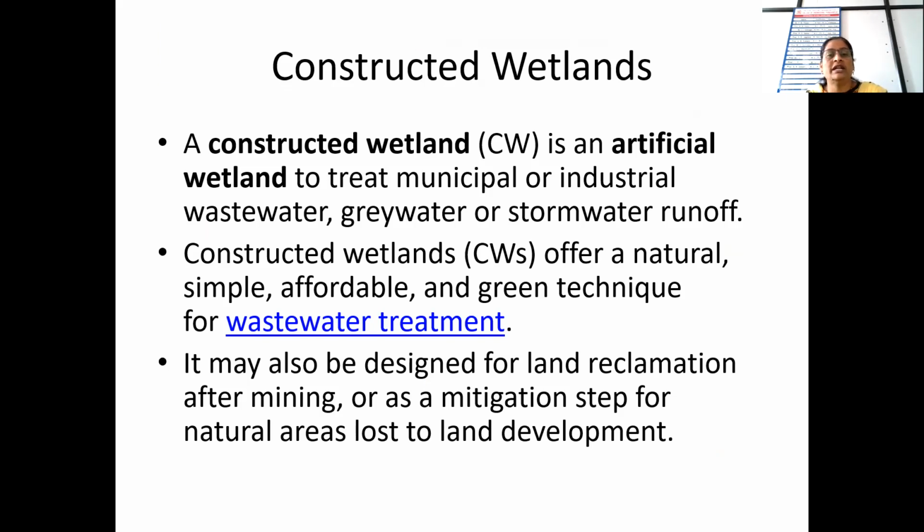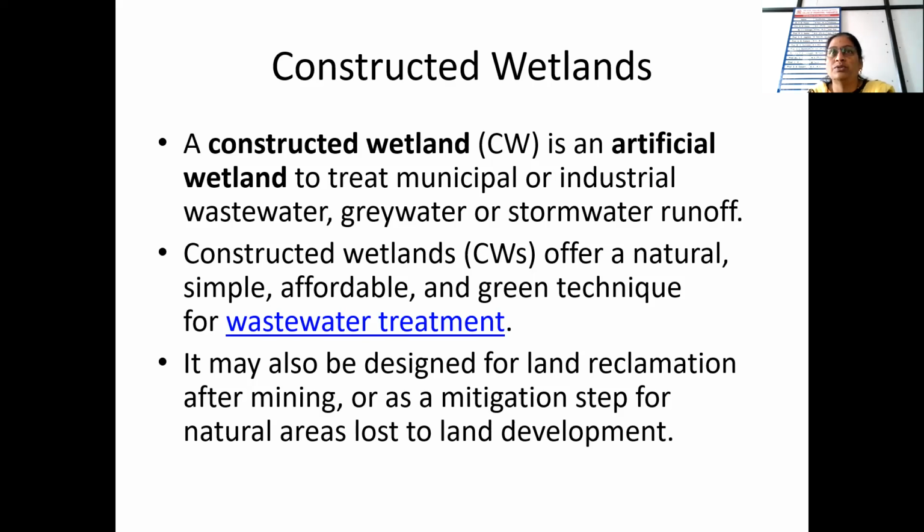The short form for constructed wetland is usually CW. It is an artificial wetland. You may know about wetlands, which means marshy land; in many places there is naturally marshy land. Okay, that is known as a wetland. So you can construct that kind of wetland to treat municipal or industrial wastewater.